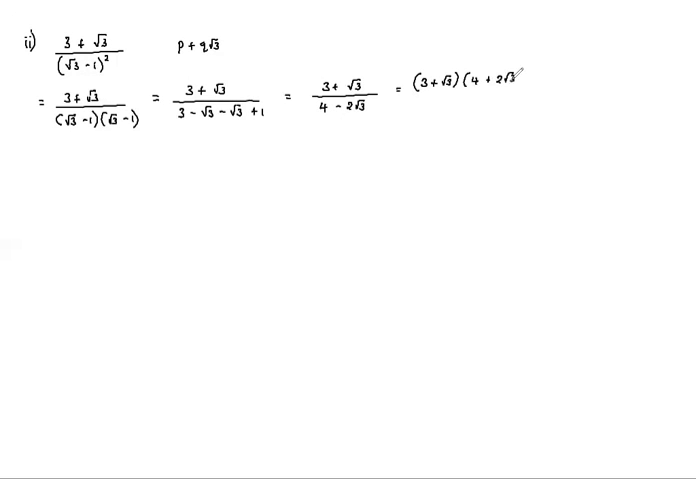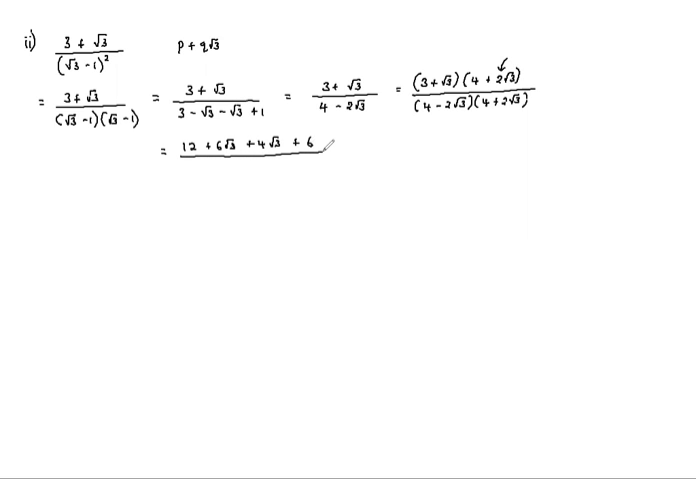plus, and also multiply by the same thing down. Like that. And then you say 3 times 4, 12. 3 times 2, 6 root 3. Root 3 times 4, 4 root 3. And 2 root 3 times root 3. Root 3 times root 3 is 3. Then 3 times 2. This 2 will give you 6.